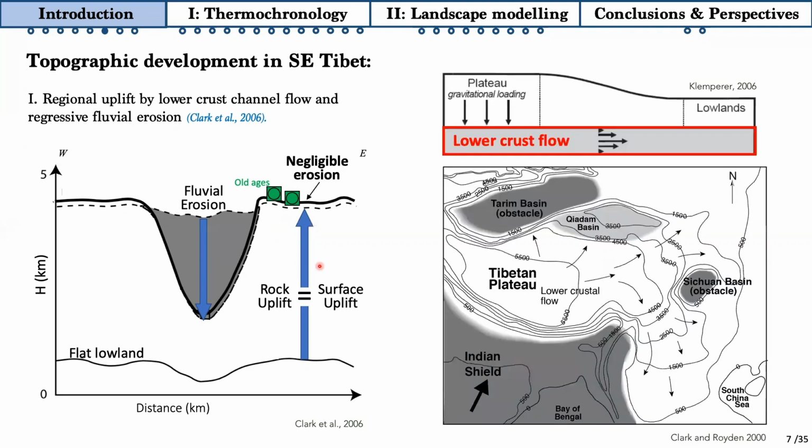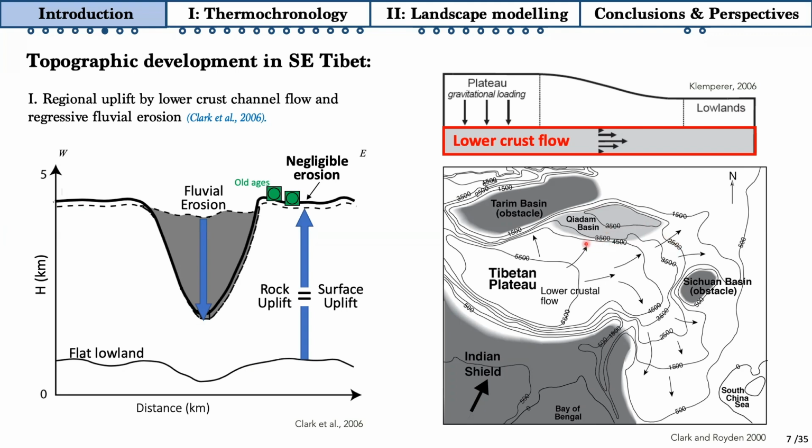This regional lower crustal channel flow comes from the partial melting of the thickened crust of the Tibetan interior, and the viscous materials flow to the southeast and to the northeast under the gravitational gradients.